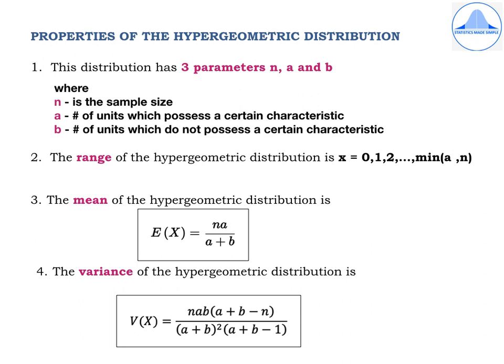Third, the mean of the hypergeometric distribution is E of x. What does E stand for? It is expectation. So E of x equal to na divided by a plus b. The fourth property, the variance of the hypergeometric distribution, is V of x equal to nab into (a plus b minus n) whole divided by (a plus b) whole square into (a plus b minus 1).